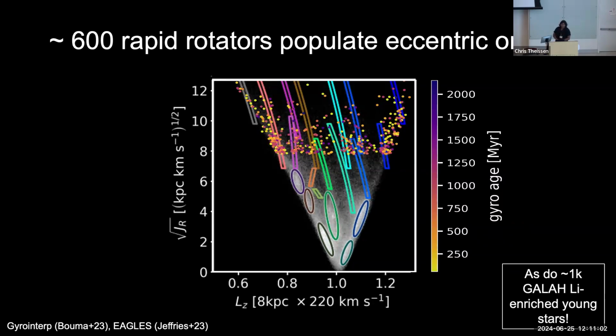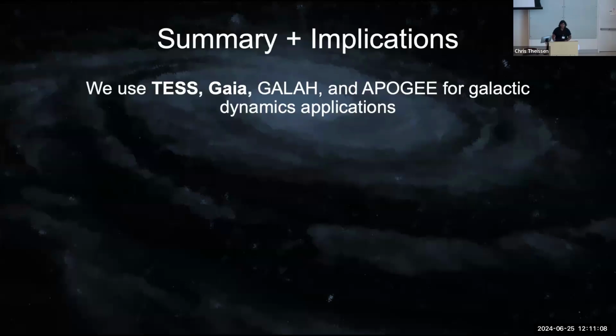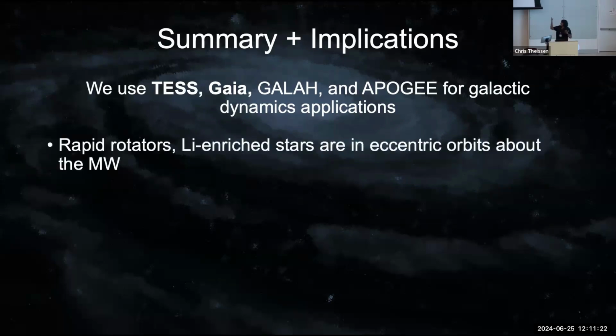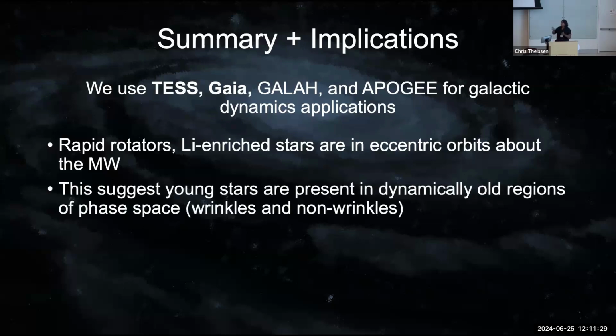And so we can ask the question of what these dynamical phenomena are, and how we figure out what they are and go from there. And with that, I'll just summarize by saying this is super exciting. We get to apply gyrochronology for galactic dynamics applications, and we're doing so combining a bunch of survey data. And as I said in the last slide, we find rapid rotators and lithium-enriched stars in these eccentric orbits, which are unique because we're finding young stars in these dynamically old regions.